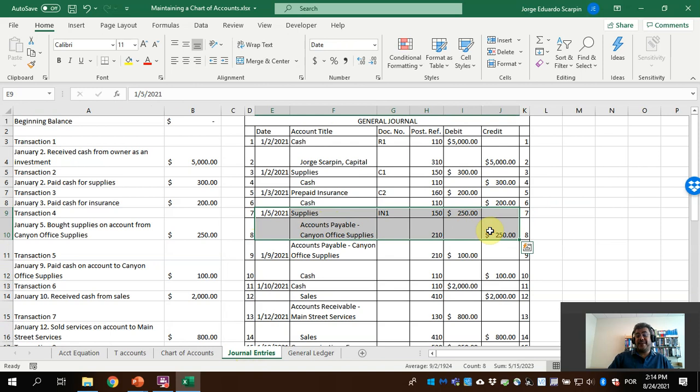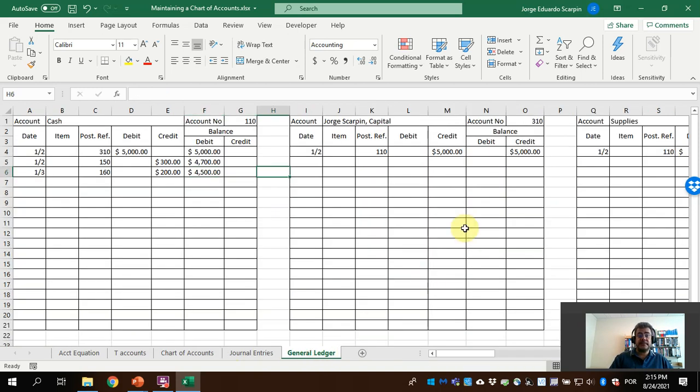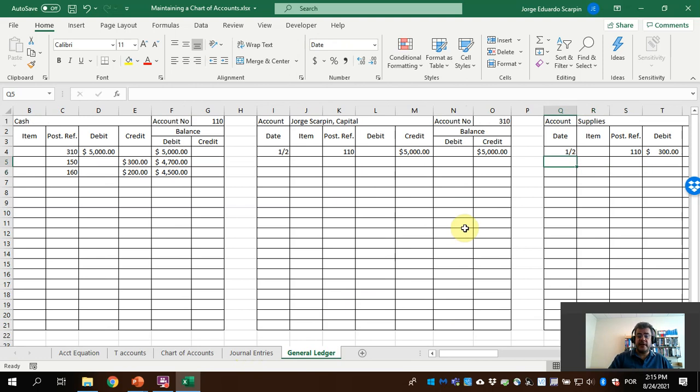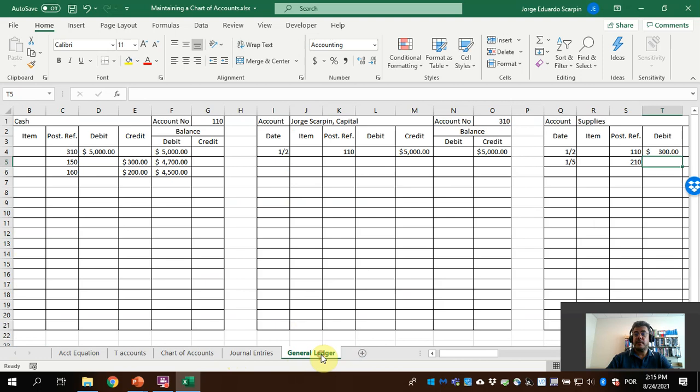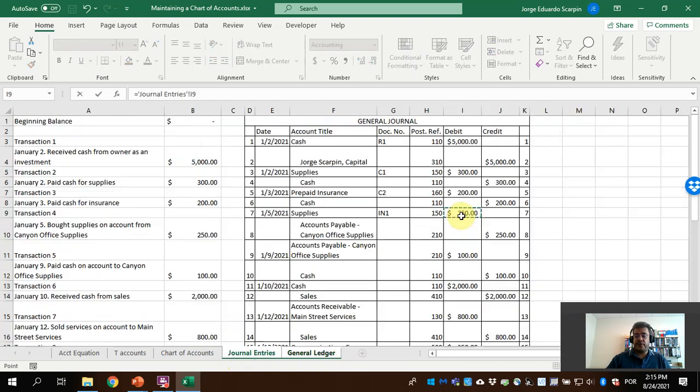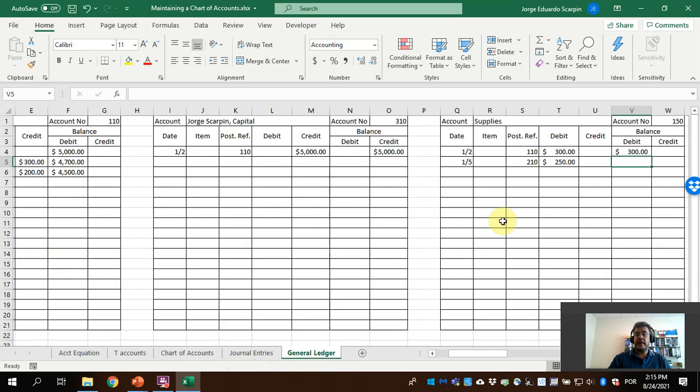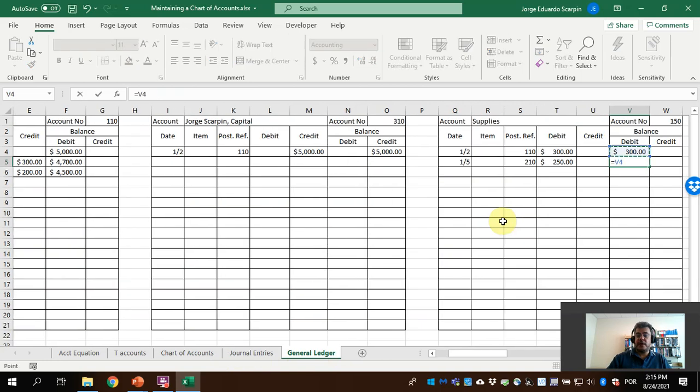Third transaction done, let's go to number 4. It is 11, so we will go through a lot of transactions here. Supplies, we already have supplies. They are here. I don't remember the day. January 5th. What is the other account? 210. Also debit, 250. And now the same formula, equal previous balance plus debit minus credits, 550.